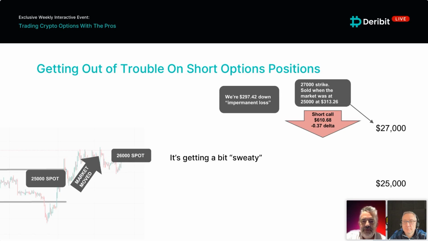So we have that short call is now worth $610, and it's now at minus 0.37 delta, whereas it was minus 0.2-ish delta when we sold it. And so we've currently got an impermanent loss of about $300. I say impermanent because that money is still available to us in time decay if we hold out for 14 days or close to expiry.